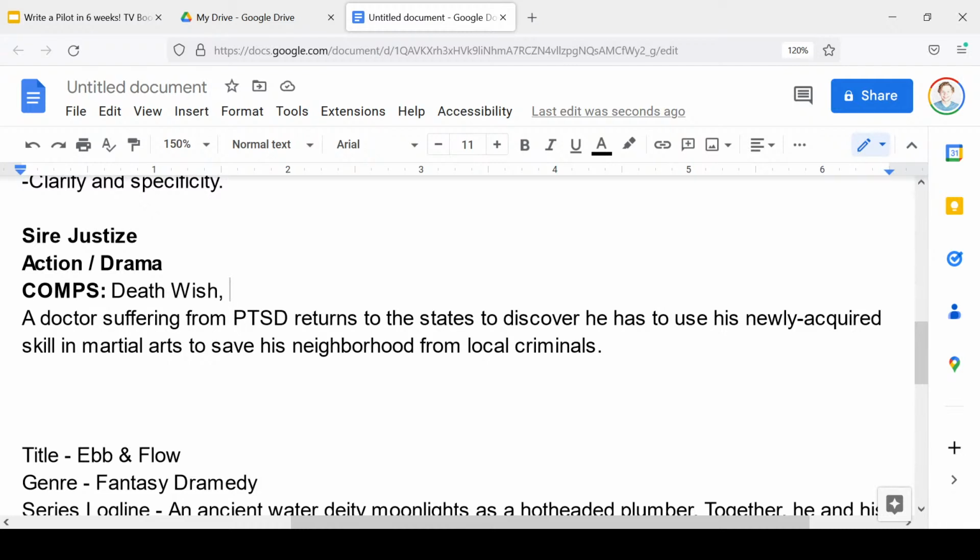So your comps might be like Death Wish. To me, it sounds like Kung Fu might be one of your comps, but that may be building the wrong image in people's heads too. I definitely thought Charles Bronson. So you're right on track with where I was thinking.